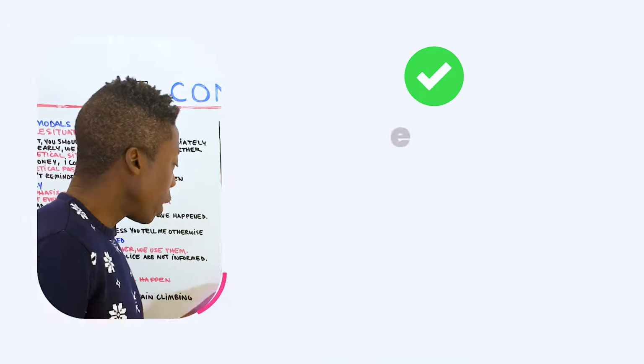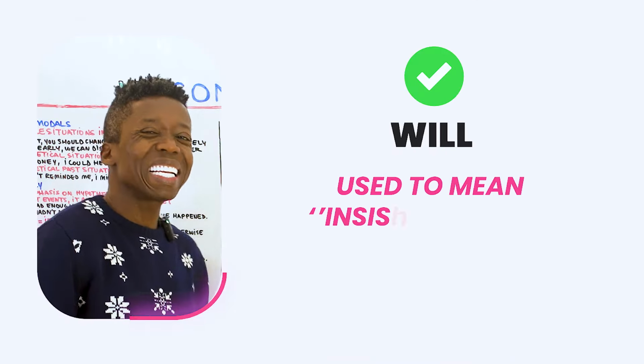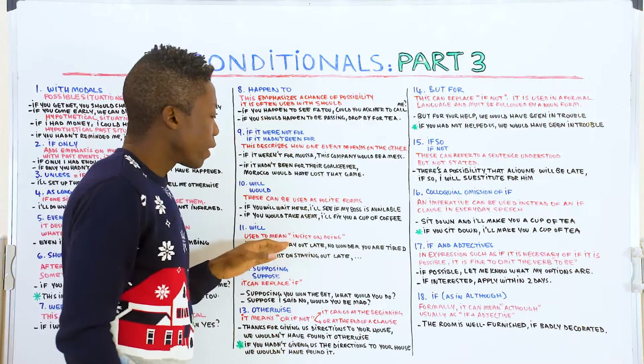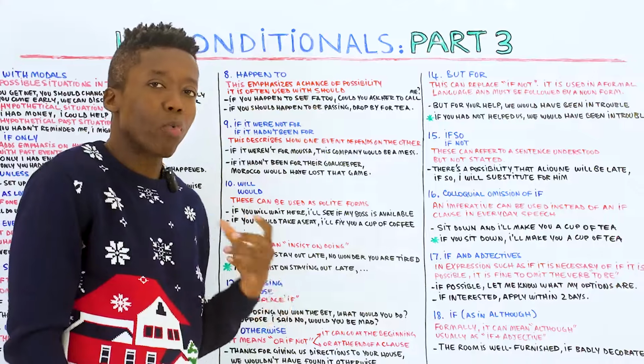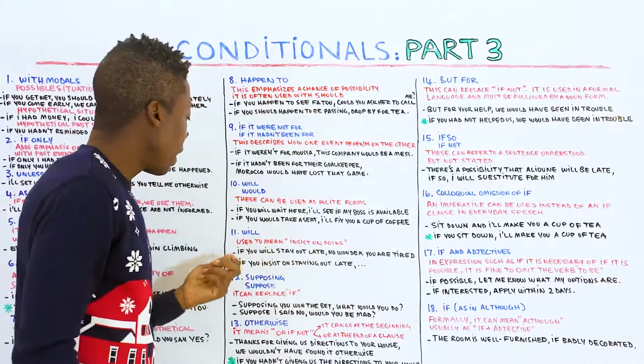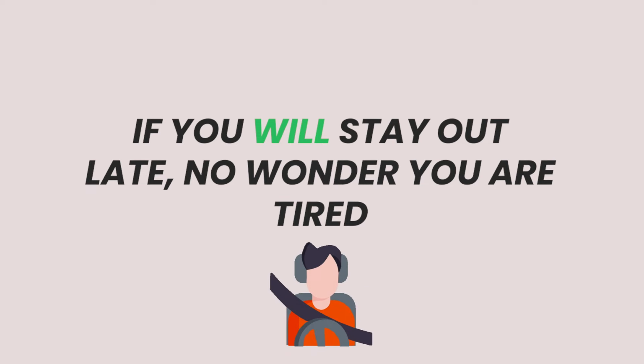Number 11, will. So again, will, but here we use it to mean insist on doing. This one is a little bit harder to understand, so please go back and watch this part again. Example, if you will stay out late, no wonder you are always tired.